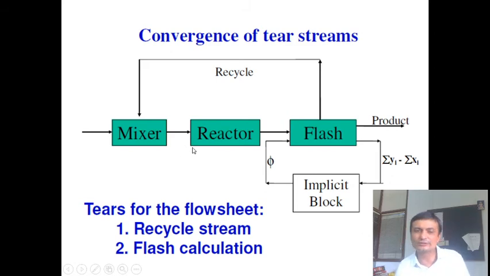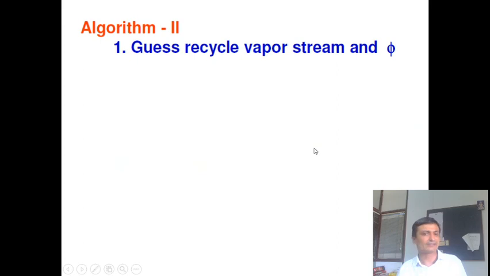There are two different algorithms. Whenever you have another implicit block, such as this classical flash operation, you need iterations here. So basically what happens is you initiate here, there is one iteration going on due to the process, and this iteration is due to the flash operation. So how do you solve this? There are two algorithms shown, and we'll discuss both of them.